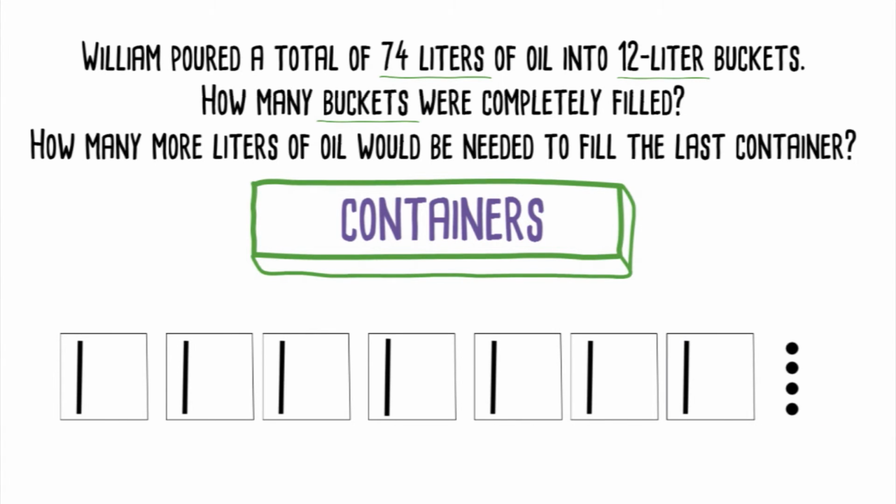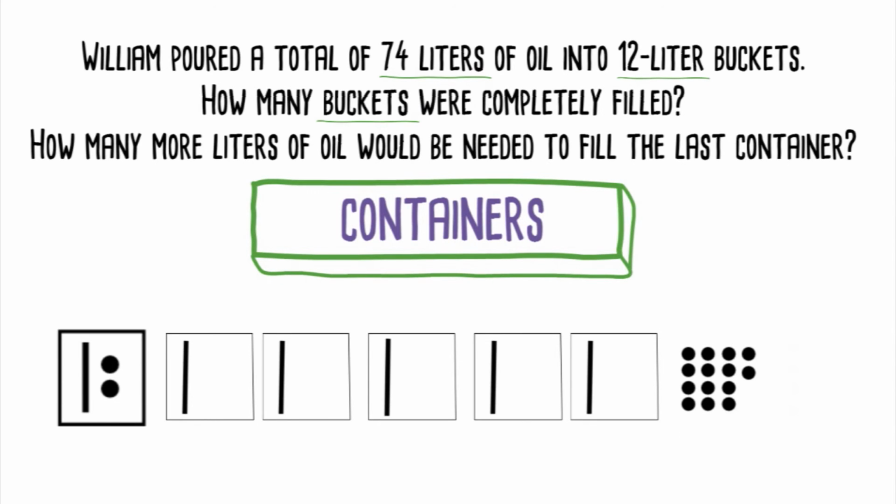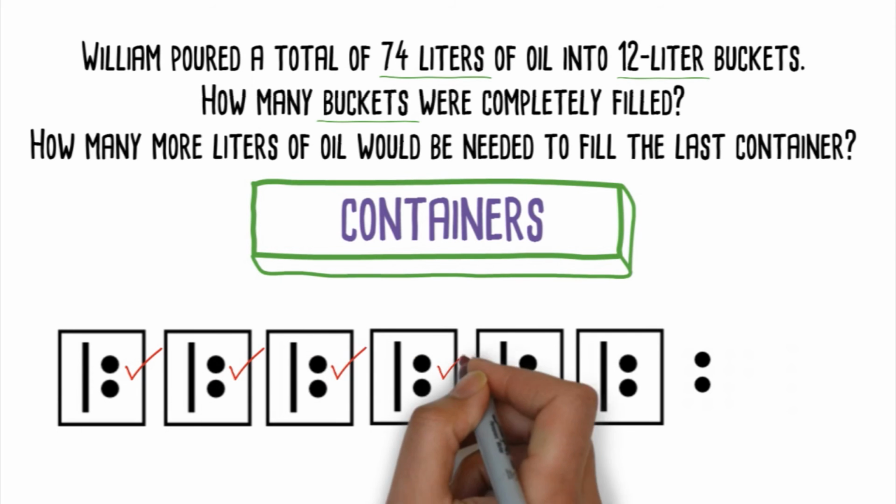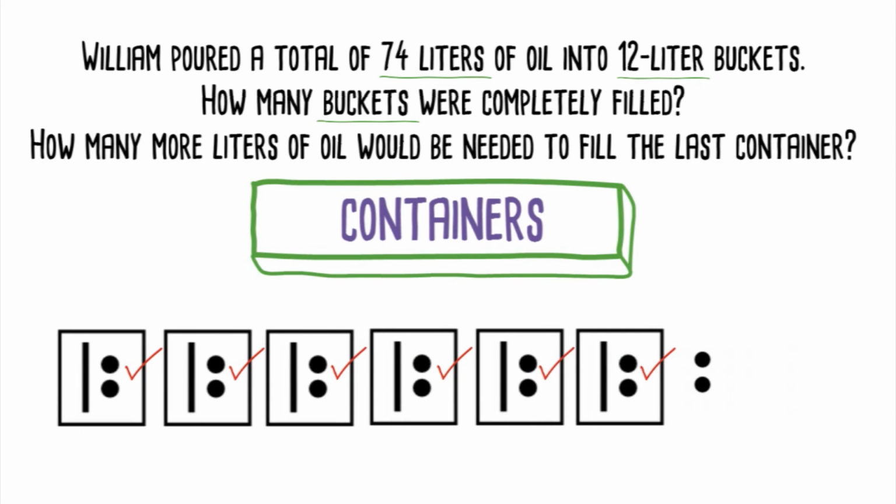Because we know that we can take the tens from the last container, it is removed, leaving us with 14 ones. The 14 ones are then distributed evenly with 2 remaining. We can now create the square containers, known as buckets. This model shows us that 6 containers are completely filled. We can also see that it would take 10 more to fill the last container.